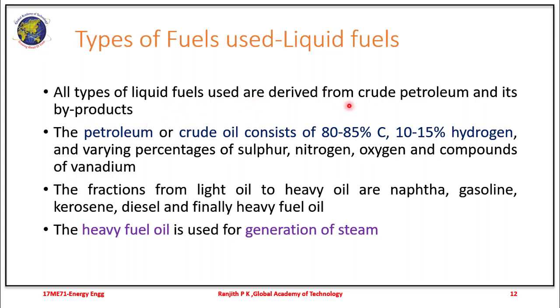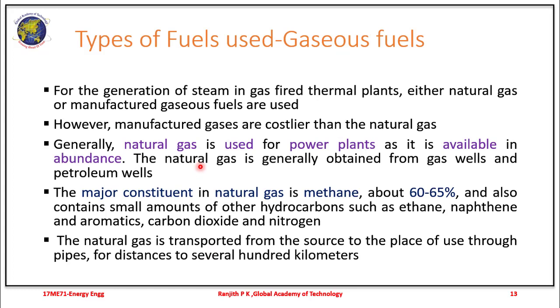In case of a liquid fuel, the liquid fuels are usually derived from crude petroleum and its byproducts. The petroleum or crude oil consists of 80 to 85% carbon and other compounds. The fractions vary from light oil to heavy oil in the order of naphtha, gasoline, kerosene, diesel, and finally the heavy fuel oil. The heavy fuel oil is the most desirable type of liquid fuel for the generation of steam.